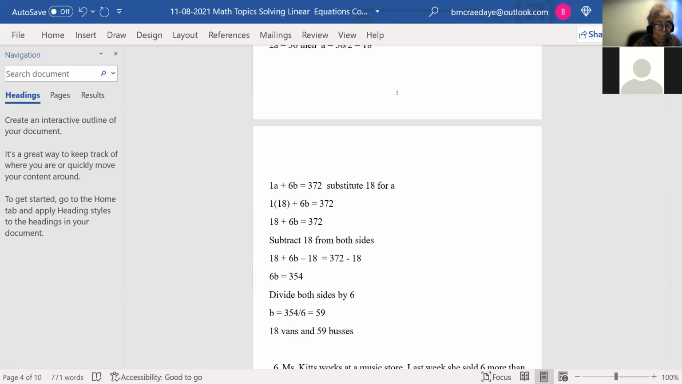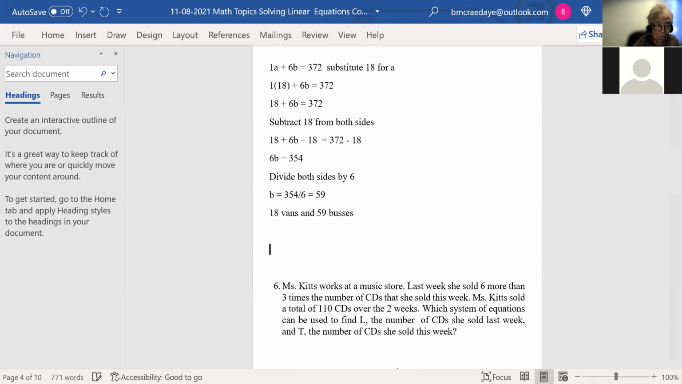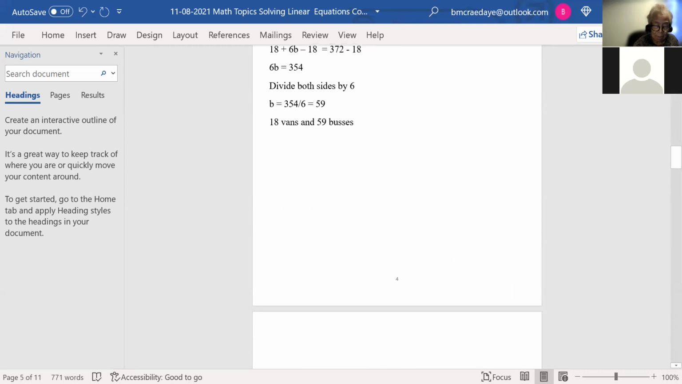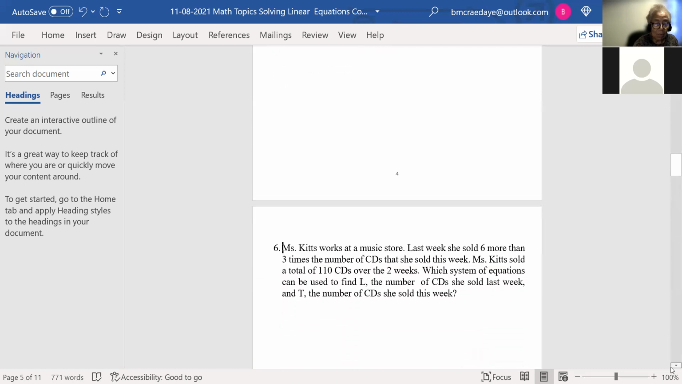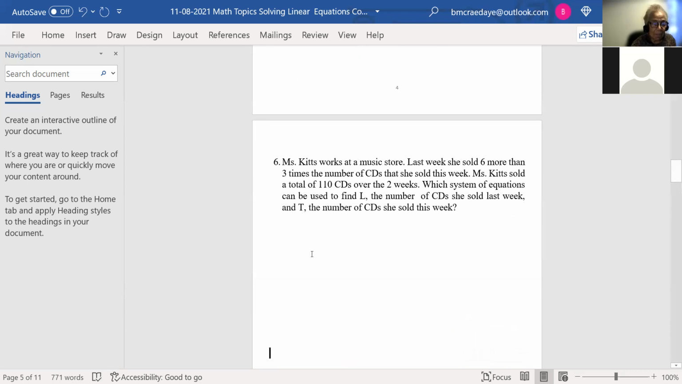Okay. All right. Did you look at number 6, the next one? Go ahead, let's go to number 6. What we're doing again is translating the words to the math. Now read number 6, Maureen. Ms. Kit works at a music store. Last week, she sold 6 more than 3 times the number of CDs that she sold this week. Ms. Kit sold a total of 110 CDs over the 2 weeks.